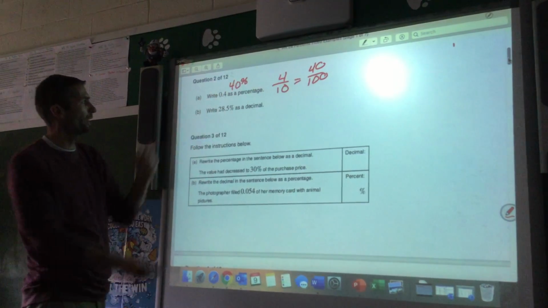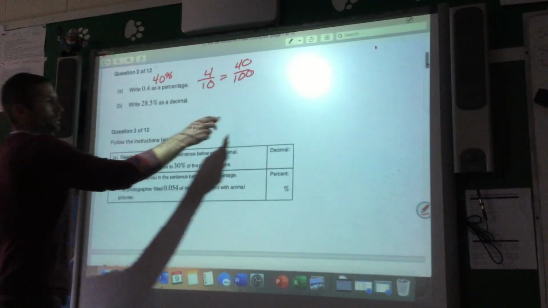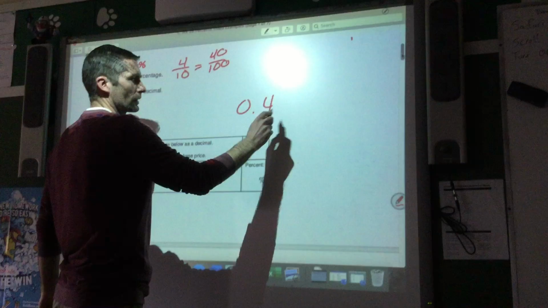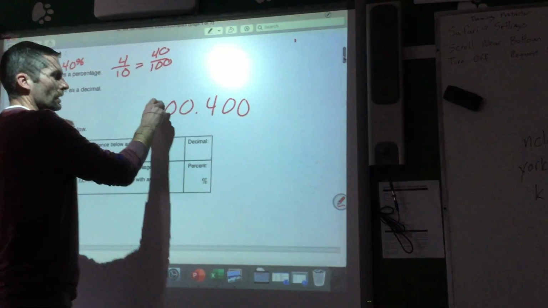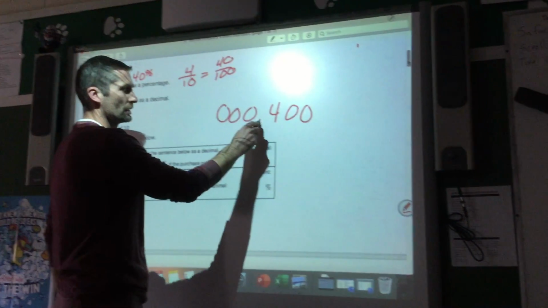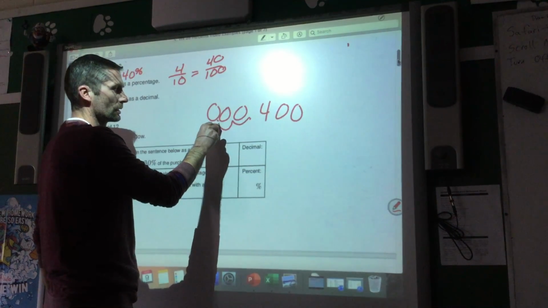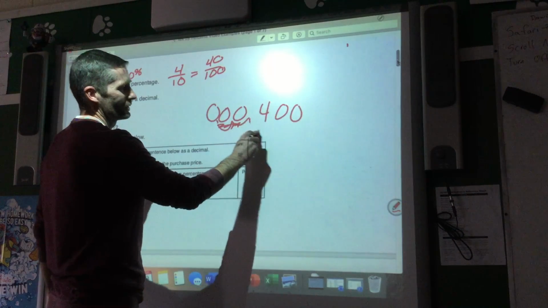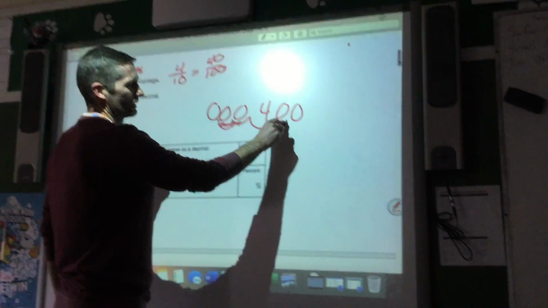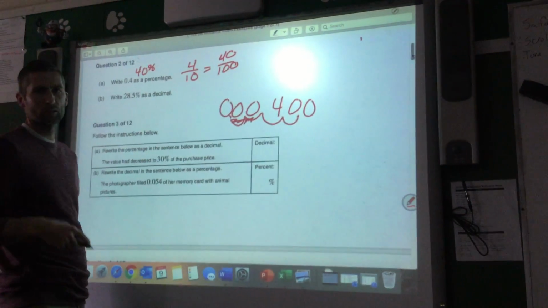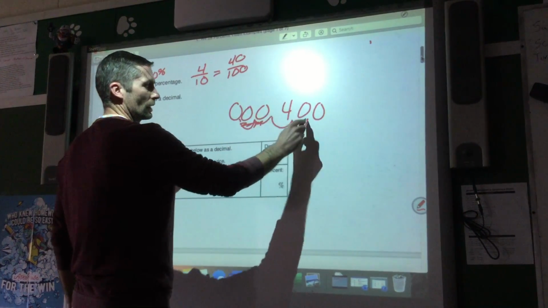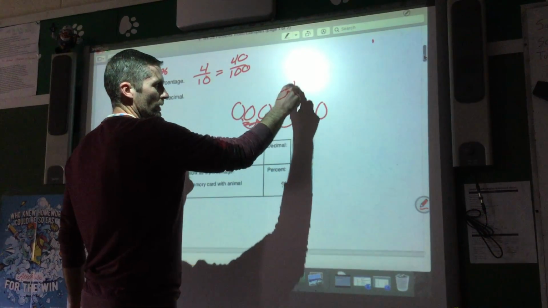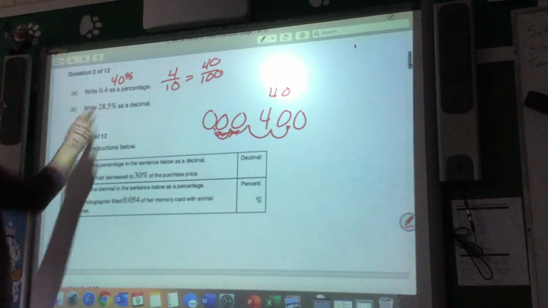Another way we could do it is we know per 100 means divide by 100. So we could divide this by 100, which would basically, we would be taking 0.4, we could annex a bunch of zeros on it. And when we divide by 100, we're going to move the decimal 2 places this way. I'm sorry, that's wrong. We're going to move the decimal 2 places this way because we're changing it to a percentage, so we're going to multiply by 100. So the decimal would go there. We could rewrite it as 40%.